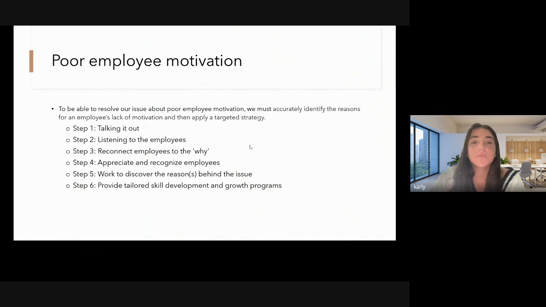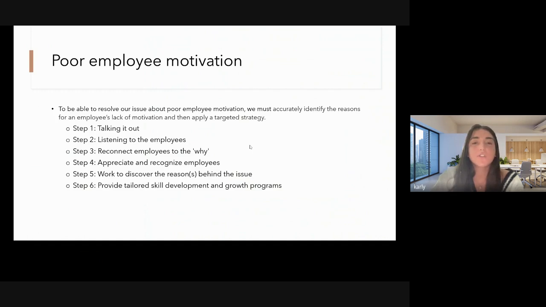Step 6 is to provide tailored skill development and growth programs. We will provide specific development and growth programs for each employee. Also, we will provide the employees with growth opportunities and listen to what they want to do with their careers. Wrapping up, poor employee motivation can be resolved by using these 6 steps and really coming together as a team to bring positivity and exceeding productivity in the workplace.